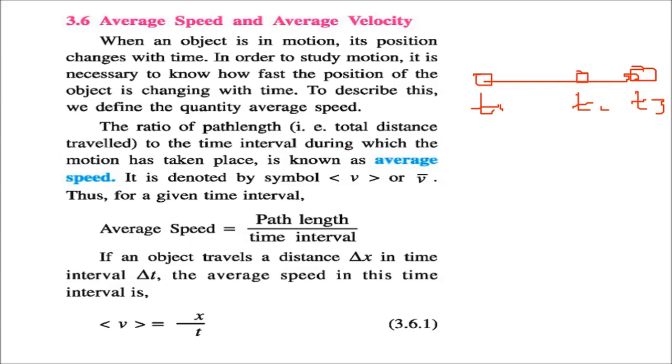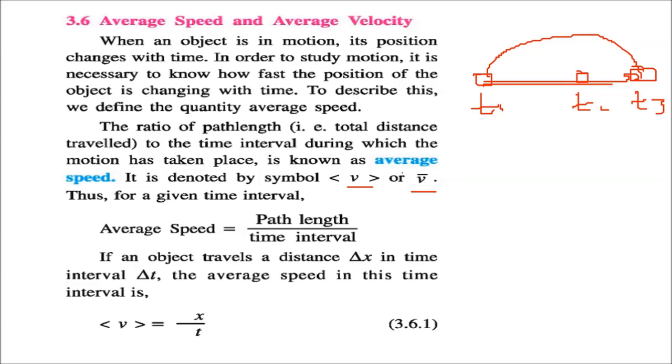So the ratio of path length, that is the total distance, just add all these, to the time interval during which the motion takes place, from T1 to T3 say, we know it as average speed. We denote it by V or a bar on a V.